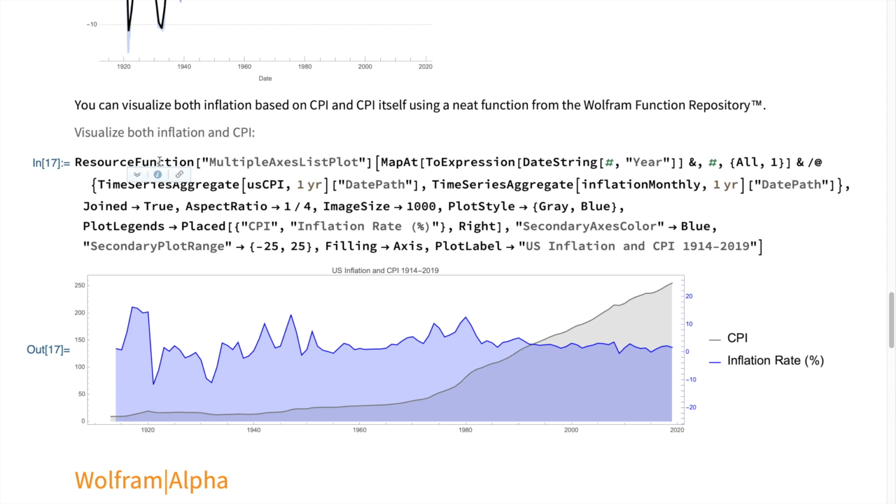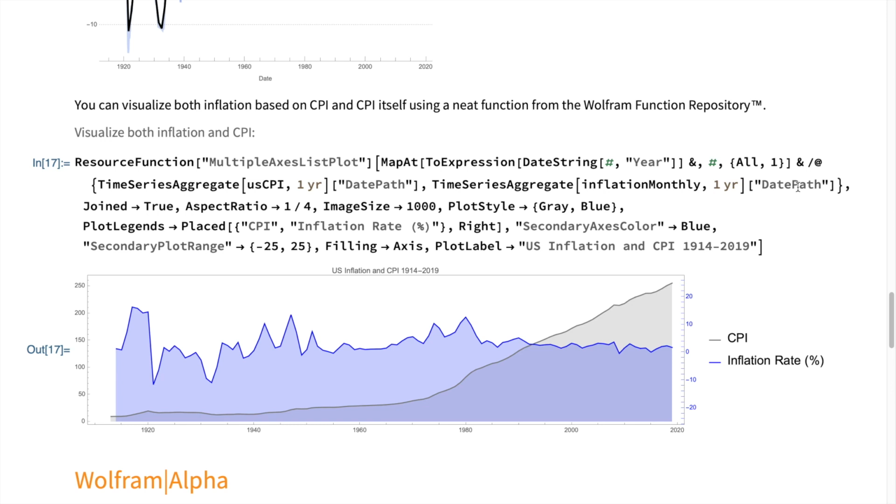To visualize our data using this, we will first have to standardize our x values. This is because we want only the years as our dates. To do this, we will use the MapAt function to map the DateString function obtaining the year to all the first elements in the data we will map to. We are using a pure function here, as indicated by the green hashtag, to make sure our DateString function maps itself properly onto all the dates in our time series. We will map this function onto the 1 year aggregate of both the CPI data and inflation data. We will make sure to take the Path here to get the raw form of the data instead of a time series object.